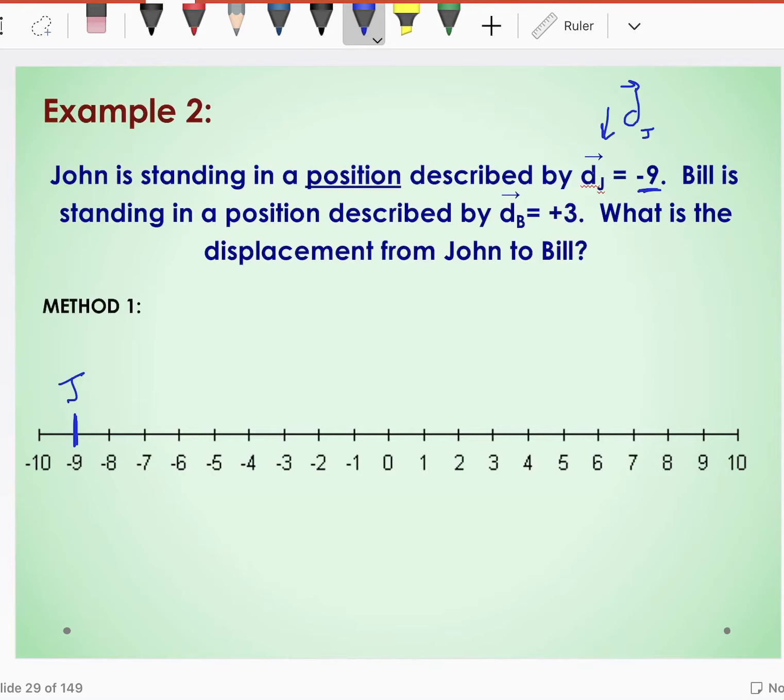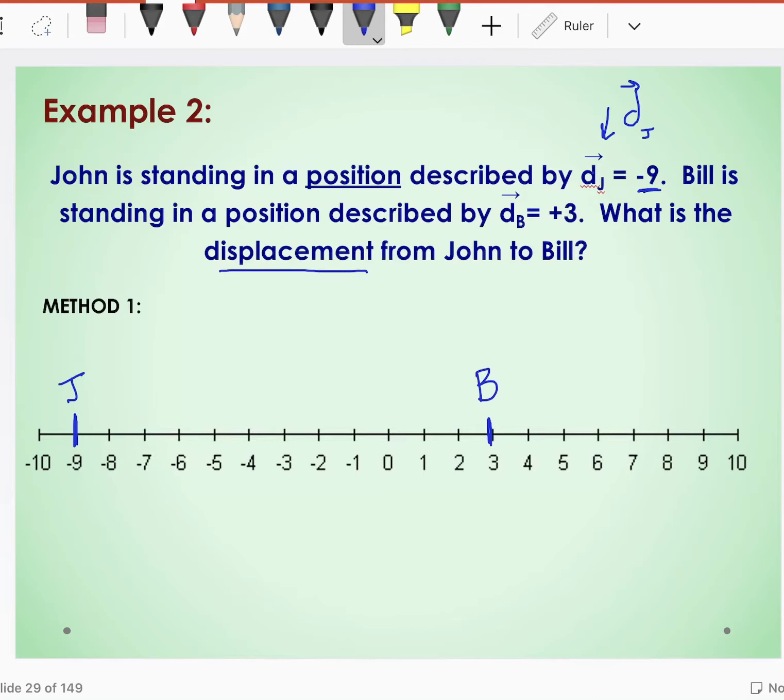Bill is standing at a position described by +3. Notice how it didn't say Bill moved 3 steps to the right. It told us a position, which is in reference to the 0. That's the difference. We know the location of John and Bill. So what is the displacement?